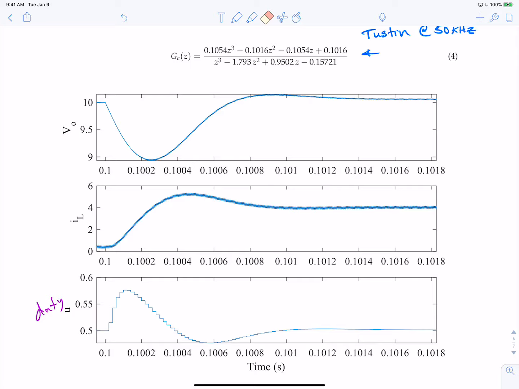Okay, so this will conclude the digital control design for a voltage mode controller for a buck-boost converter.